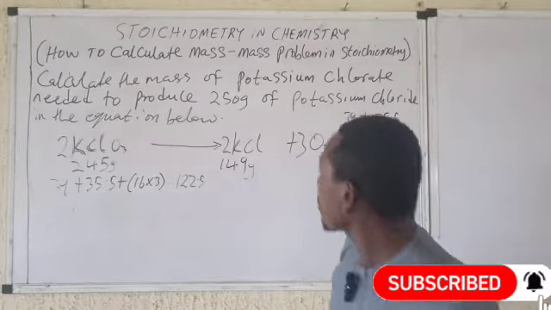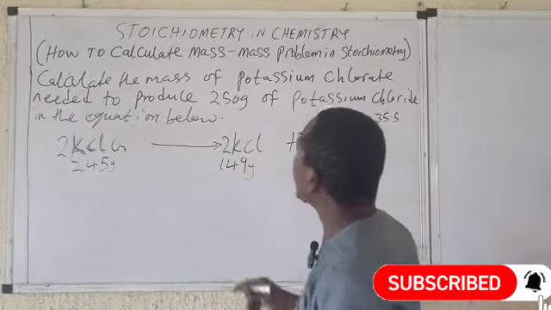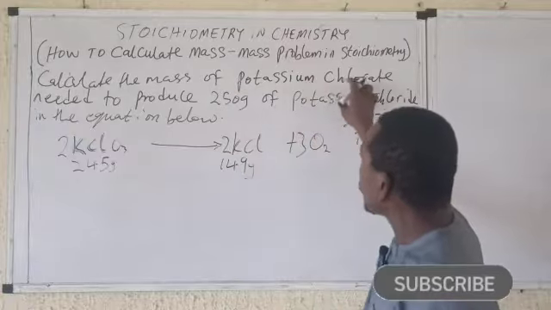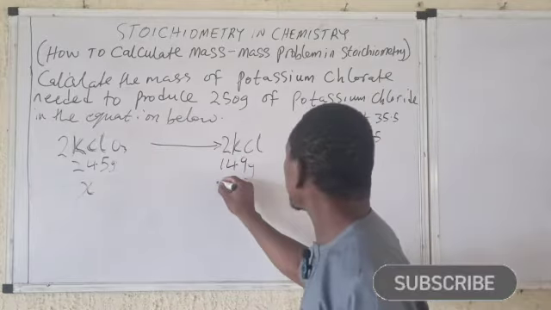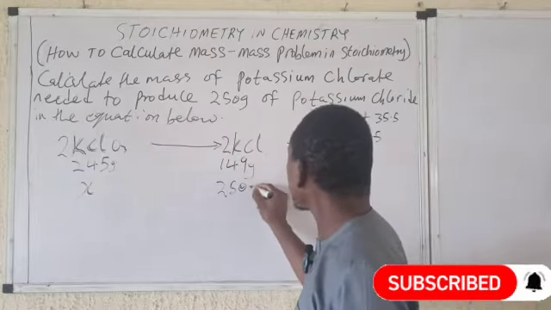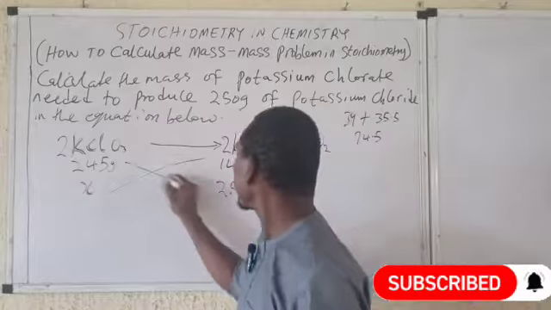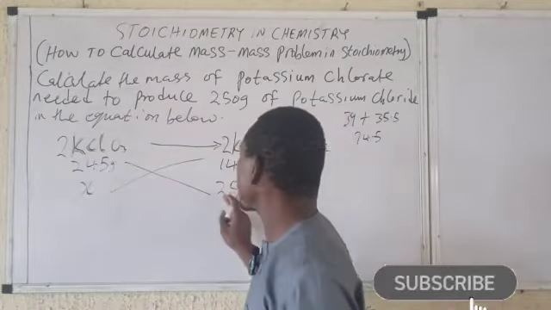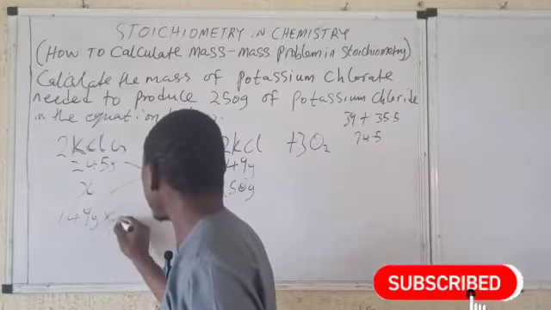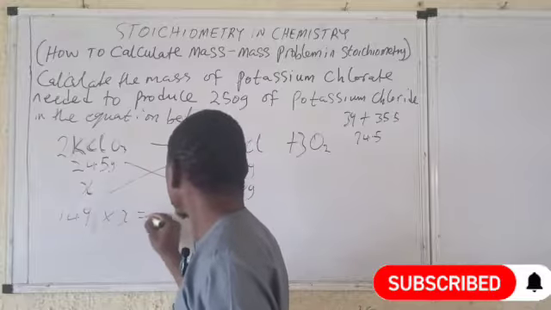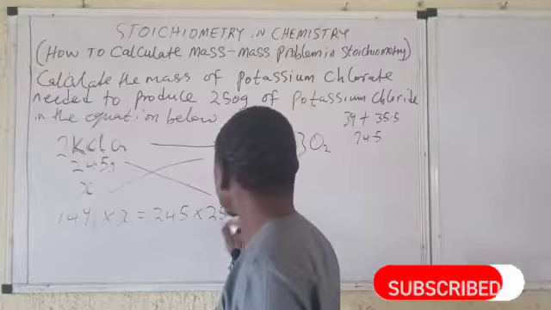And now you are being asked to calculate the mass of potassium chlorate needed. So you are being asked to look for X needed to produce 250 grams of potassium chloride. It's very easy. Just cross multiply. This times this and this times this. You now have 149 times X is equal to 245 times 250.